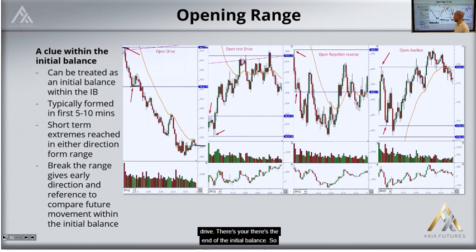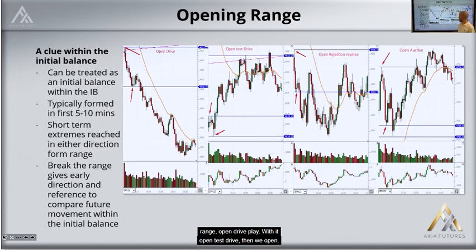There's the end of the initial balance. So, nice straight line move, open to close, closes virtually at the low. In a way, it's a mini trend, and you can be part of that. You see the first pullback break. There's your opening range, open drive play.